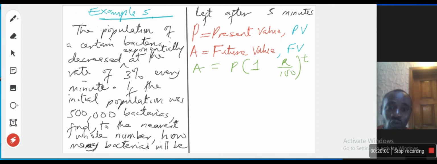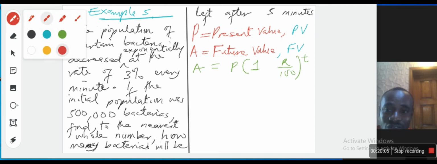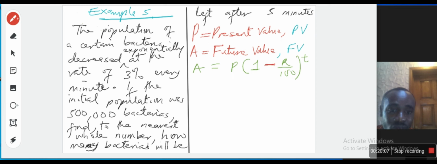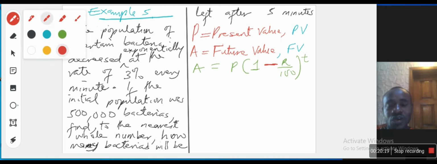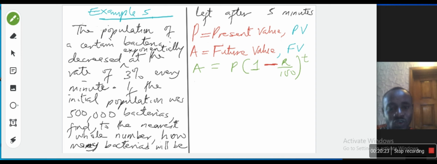So instead of 1 plus, we're going to do 1 minus. Take note of this, very, very important. If it's something that is going to decrease, you do 1 minus. If it's something that you know is going to increase, 1 plus. Is that clear? So this should actually be 1 minus R over 100, raised to power T. So, which of course will be future value.